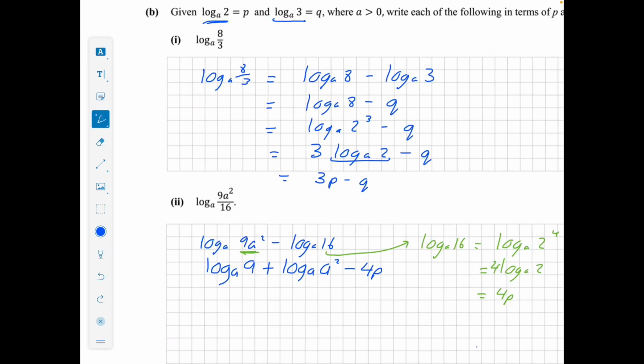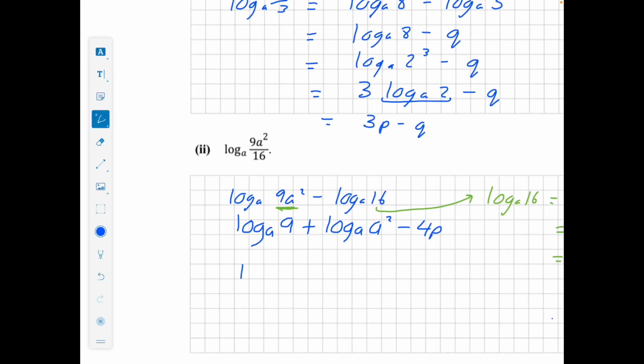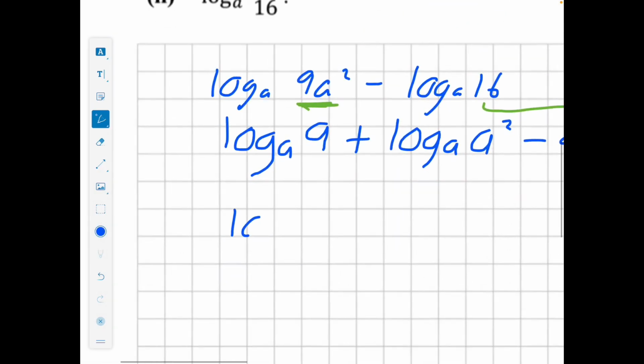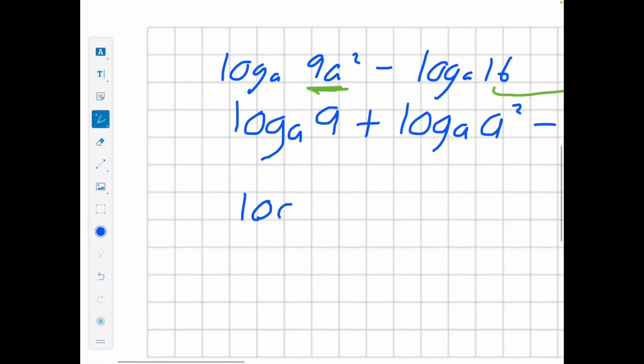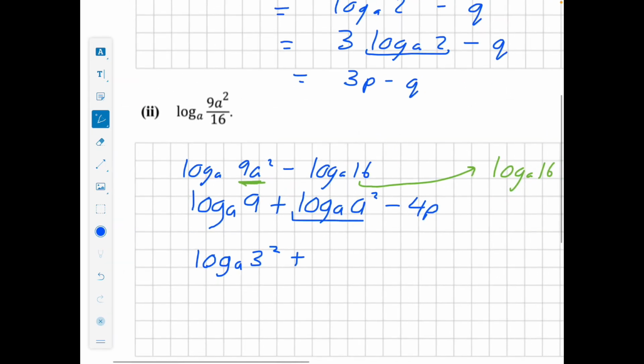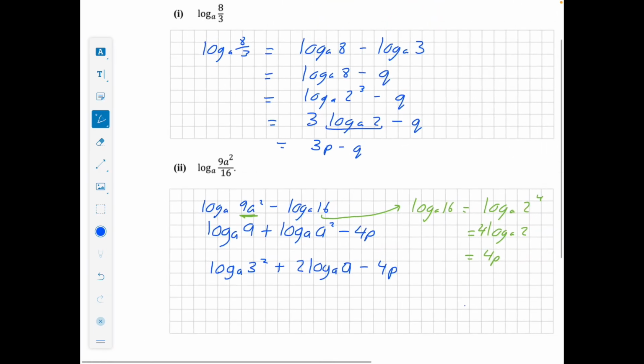Okay, now log to base a of 9. We don't know anything about log to base a of 9, but we do know something about log to base a of 3. So instead of writing log to base a of 9, I can change that 9 to 3 squared. Plus, now, don't know what I'm going to do here yet, but I do know I can get rid of that squared and I can bring it down in front. So that'll be 2 log to base a of a minus 4p.